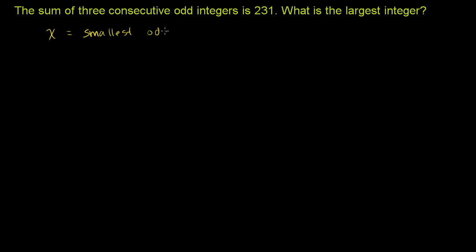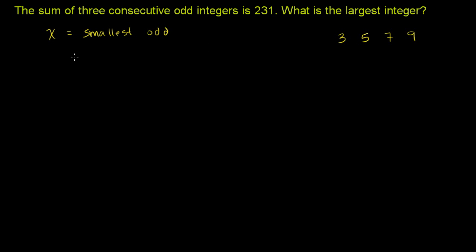odd of these three. It's not the smallest odd integer of all integers. It's the smallest odd of these three, the smallest odd integer. So what's the next one going to be? Well, if I have one odd integer, what's going to be the next odd integer? Let's think about this. If x was 3, what's the next odd integer? It's 5. And then what's the next one after that? It's 7. And the next one after that? It's 9. So every time we add 2.